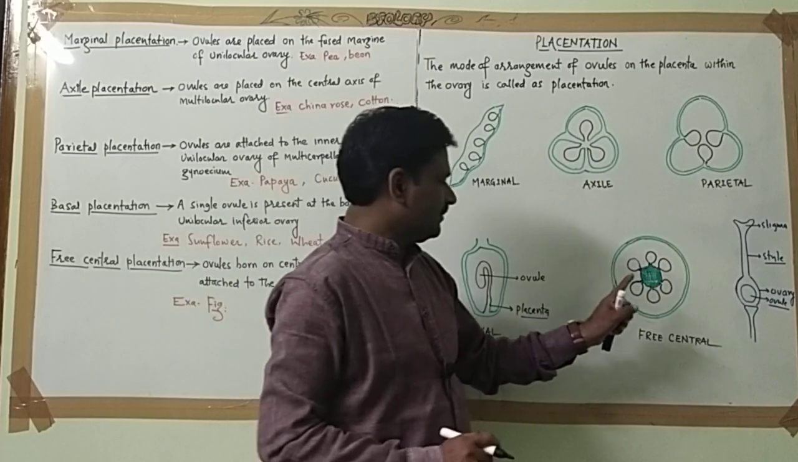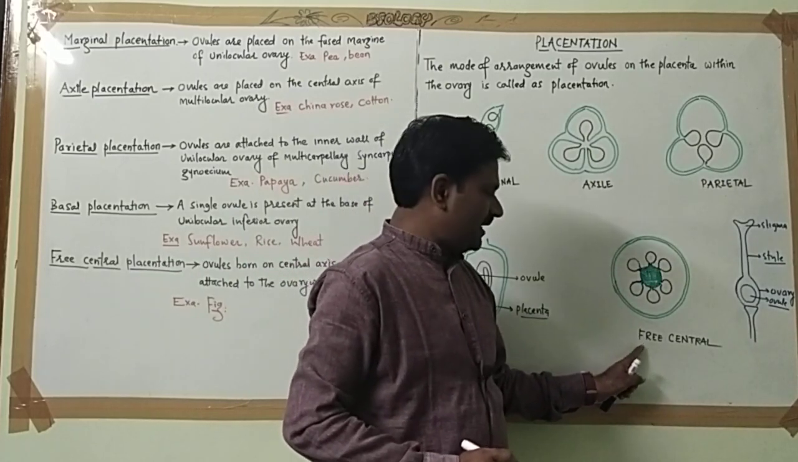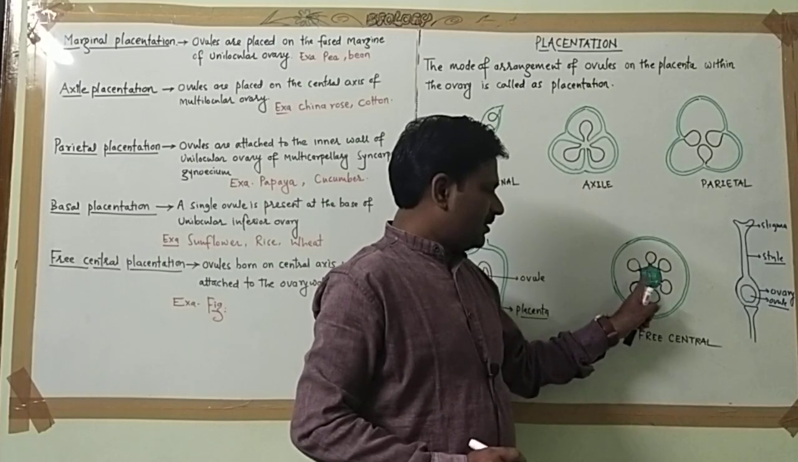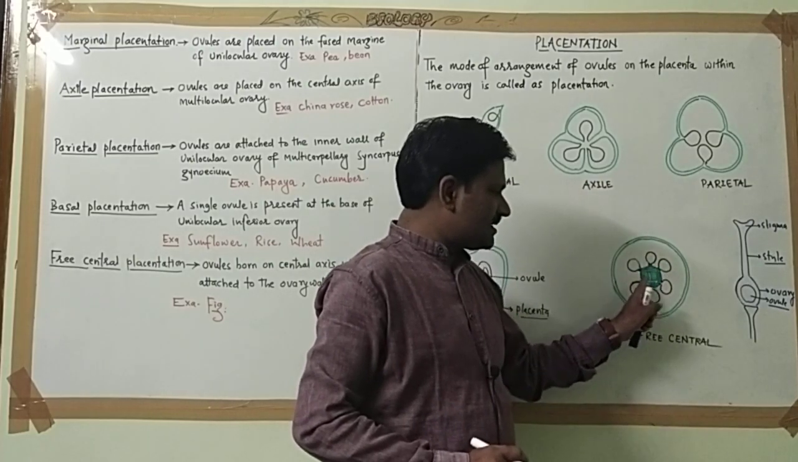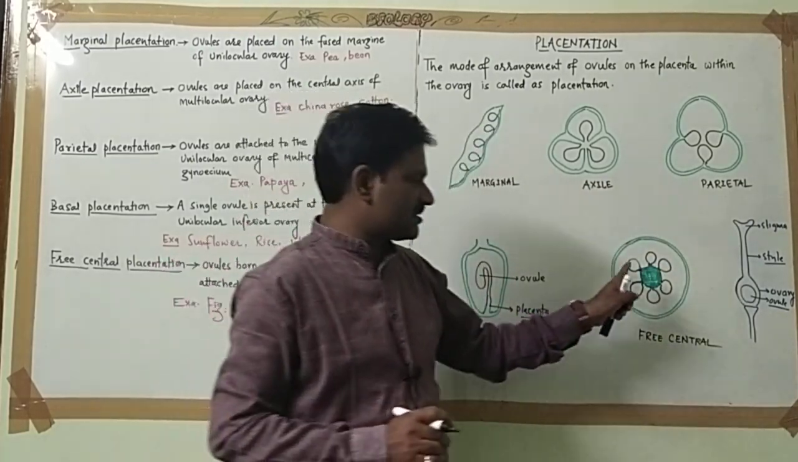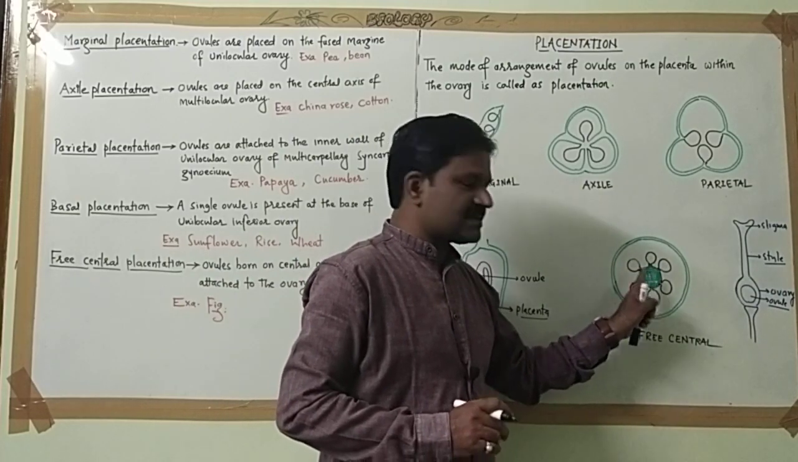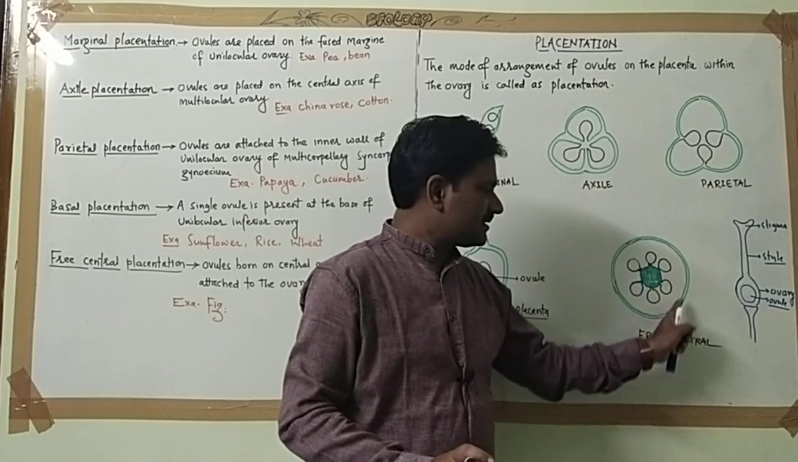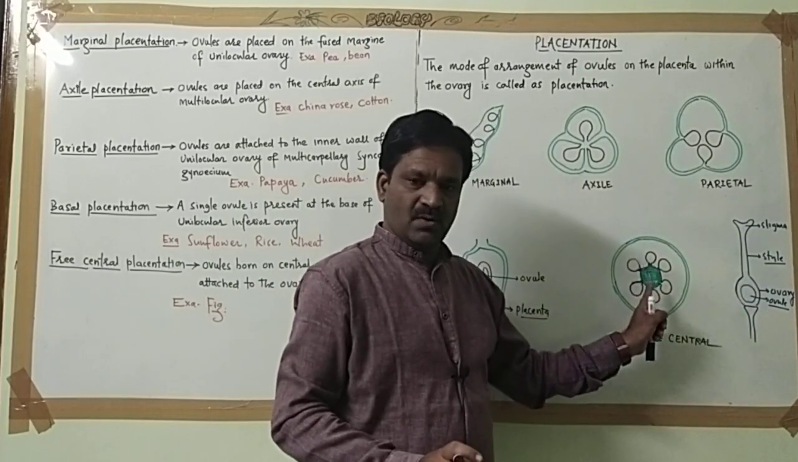Now the last one is the free central. Here all the ovules are arising from the central axis, but this central axis is not connected with the ovary.